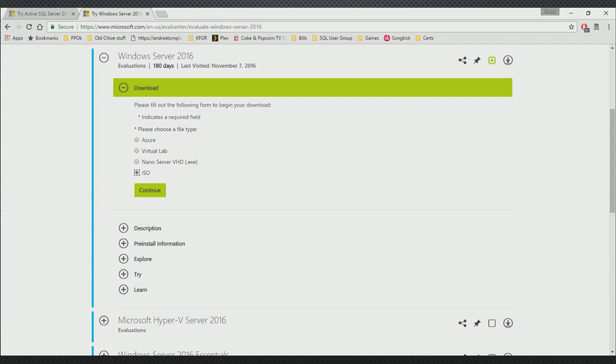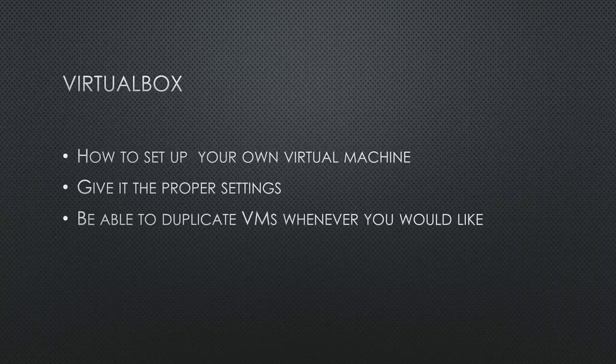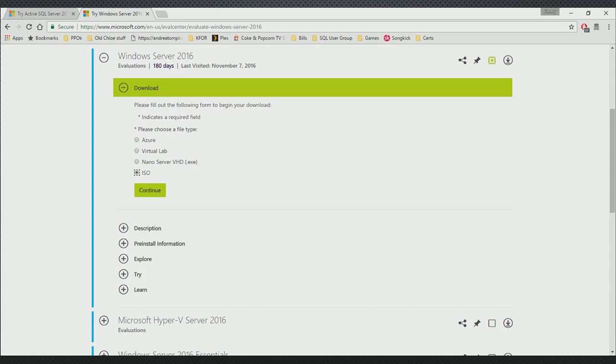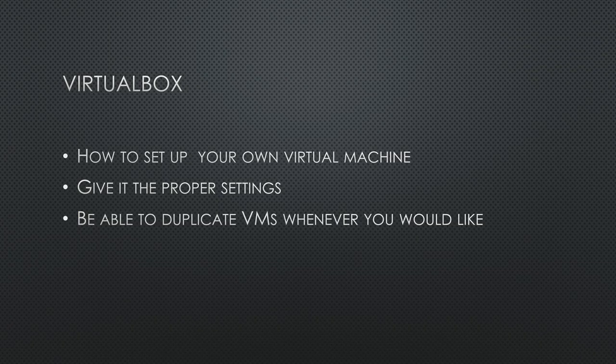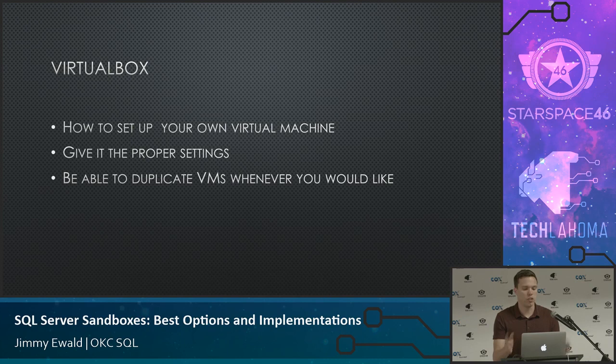And then same thing with Windows Server. You just click ISO, and that's literally it. You just click and download it. So you have to have that copy of those installations, those downloads, on your machine if you want to do this yourself. So let's go and show how to set up VirtualBox.